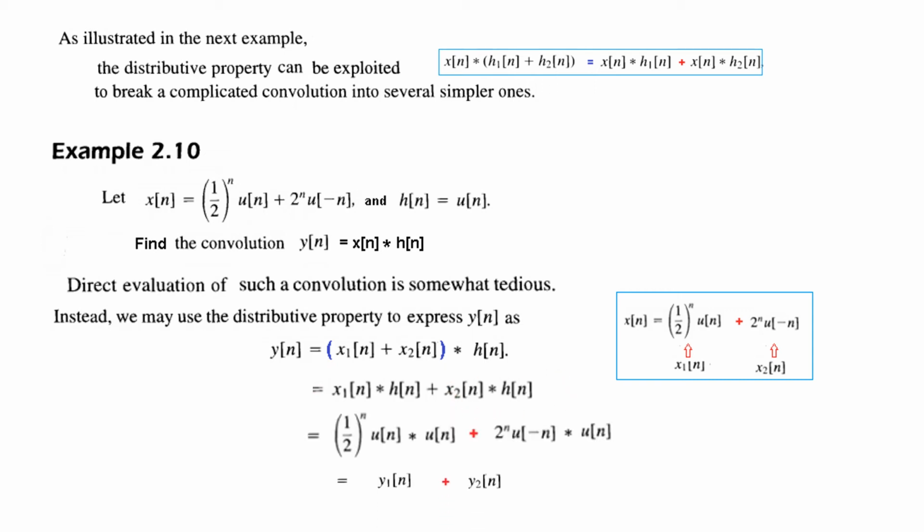Using this formula, we can find the answer separately for these two parts and then add them to get the final answer. So the first part is convolved with u[n], because h[n] is u[n] in the question. Similarly, the second part is convolved with h[n], that is u[n]. When we solve the left-hand side, we call it y1[n], and the right-hand side y2[n], and the sum of the two will be the final answer.